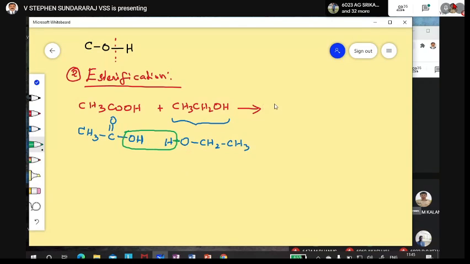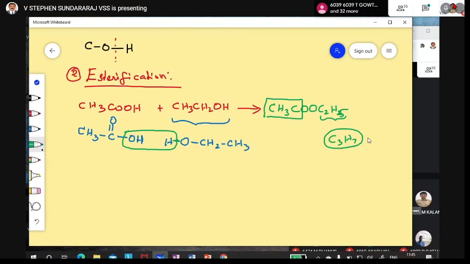Now what is the product? You should write like this: CH3COOC2H5. This is the alcohol part and this is the acid part. Even if C3H7 comes, some of you will tend to write that it is propanoic acid, that's why I'm explaining this. No, it is not propanoic acid. The acid part should be the one with the C double bond O; this should be taken as the acid part. Let the other side be anything.